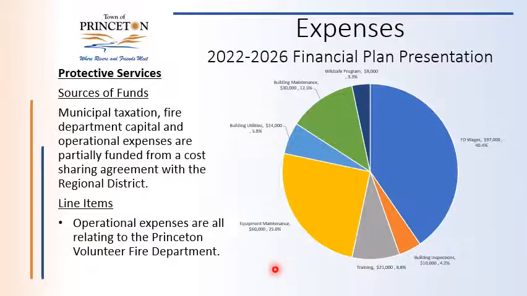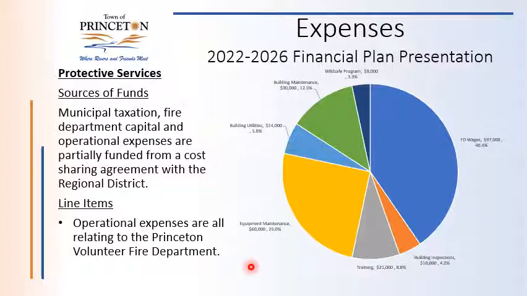Protective services. This is essentially our fire department with one addition. Protective services are largely municipal taxation. There is a cost-sharing agreement with the regional district. We cover up to 7 kilometers outside our town boundaries into the regional district for fire protection for rural areas as well. And the regional district provides funds for that area.